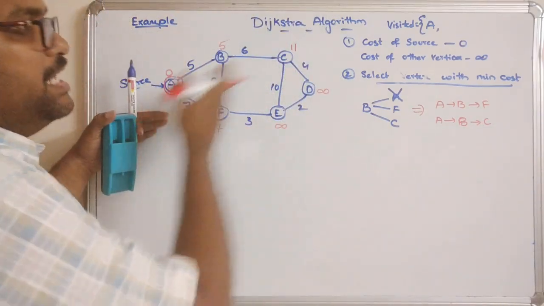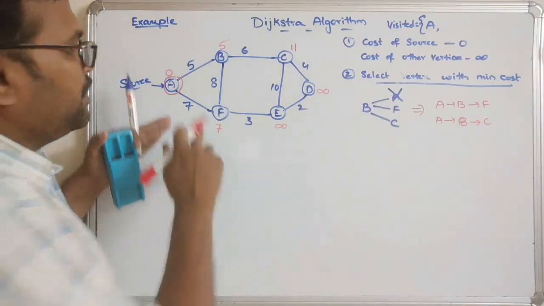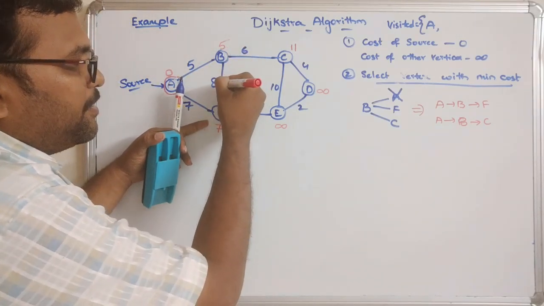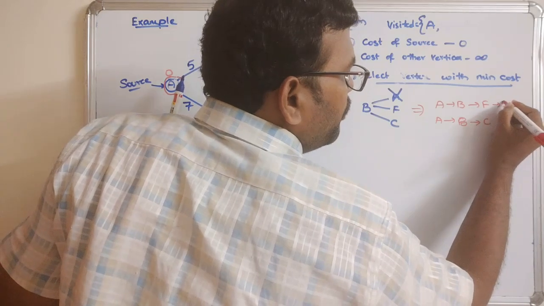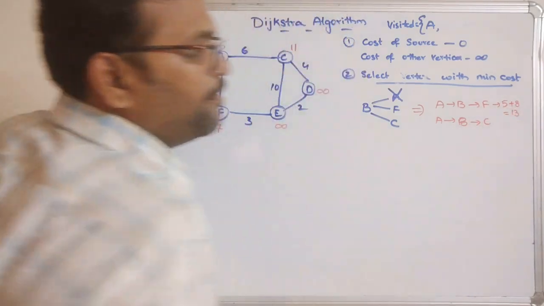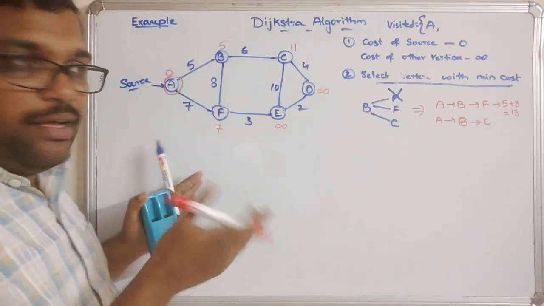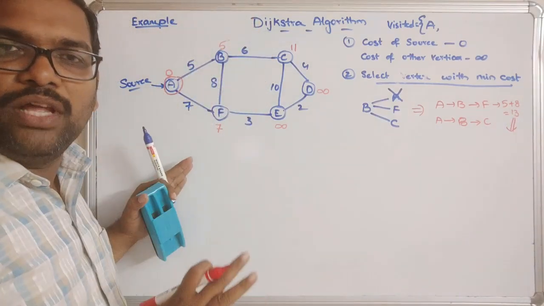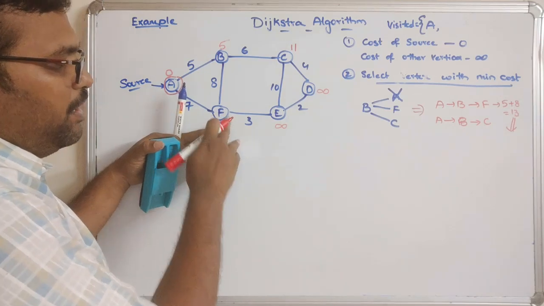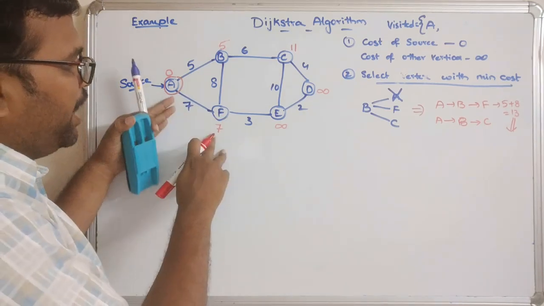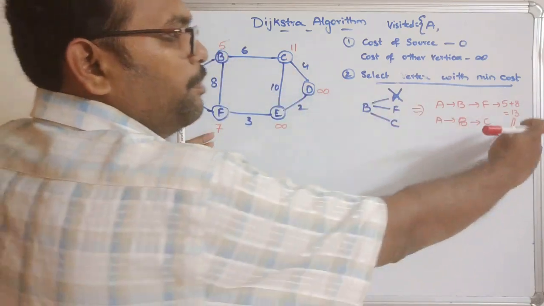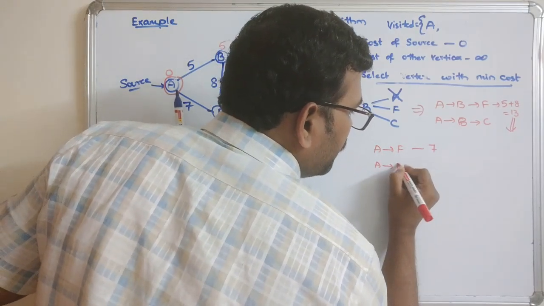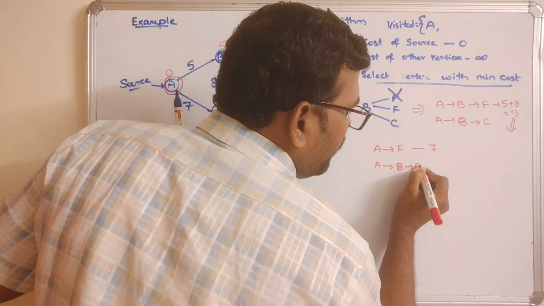So A is visited and we are finding the next minimum path. B to C it was 11, and B to F, what happens? 5 plus 8, which gives 13. We need to compare the existing cost and the calculated cost, and select the minimum. Here F already has 7, the shortest path from A. Through B it will be 13. A to F is 7, and A to B to F is 13.